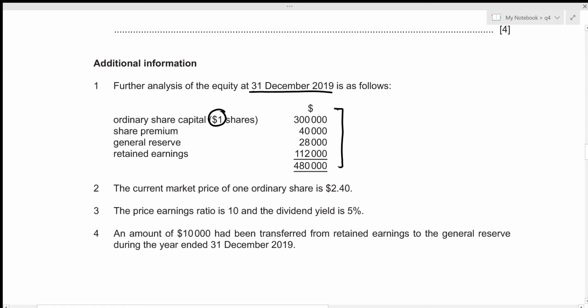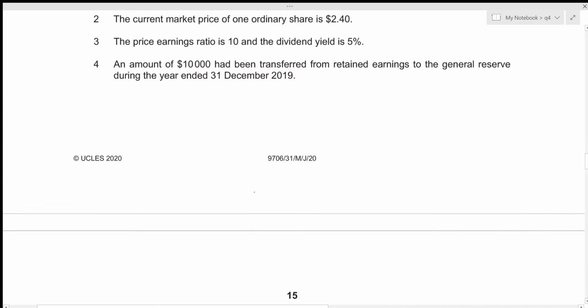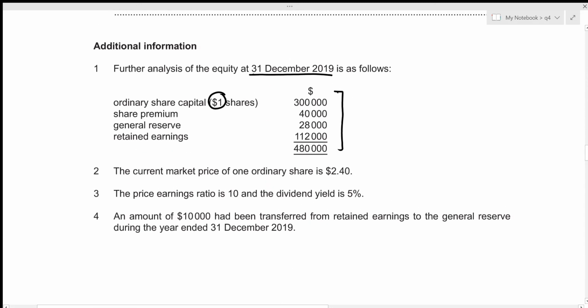So let's have a look at our second question. We need to prepare an extract from the statement of changes in equity for the year ended 31st December 2019, showing the movement of retained earnings. So this just means that we only need to show the retained earnings column from the statement of changes in equity for the year ended 31st December 2019. And in order to do so, let's solve all of the information given above.